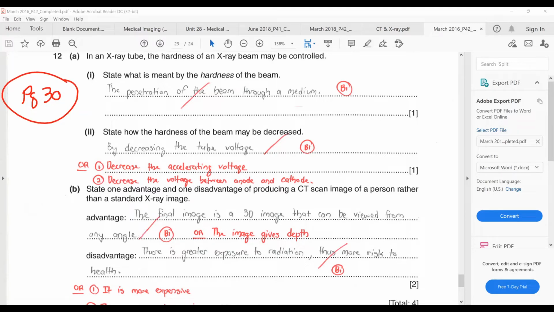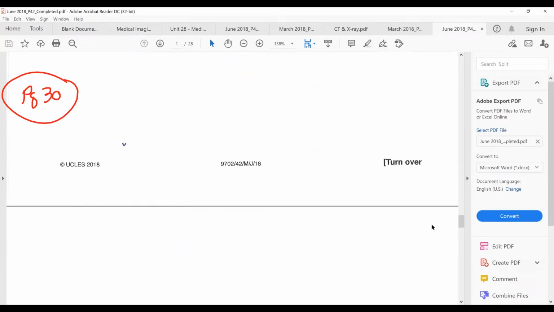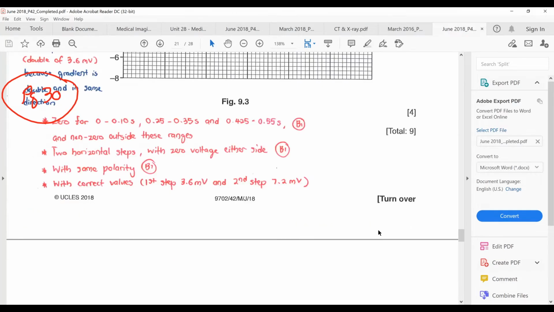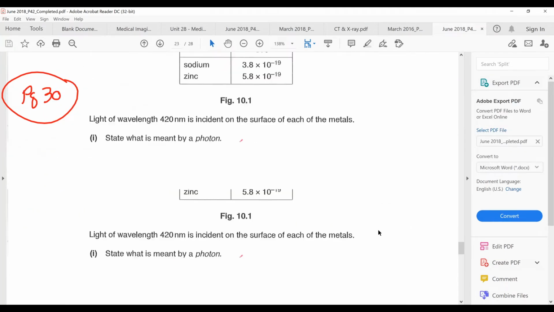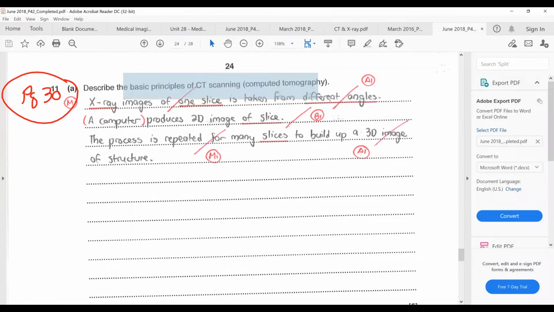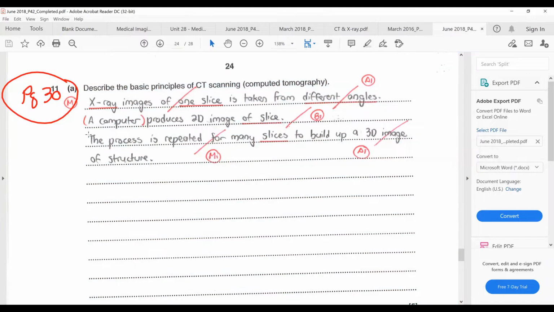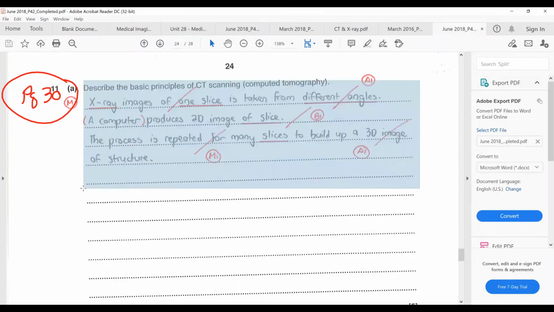Page 30 is June 18 P42. Okay, now is question 11. Okay, now describe the basic principles of CT scanning, computed tomography. Basically, what they're asking you is how do you actually produce an image during CT scanning? So whatever I just mentioned just now is actually kind of summarized in this statement here.